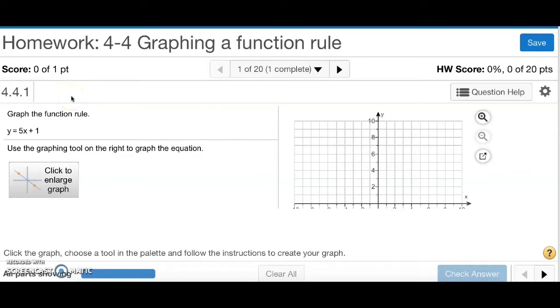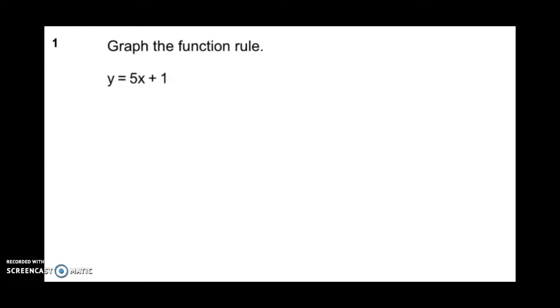Number 1, we are graphing the function rule, so let's take a look at it. So the first thing we need to do is create a table of values. Make a t-chart with x and y. We're going to choose a couple values for x. Choose small values. I'm going to choose 0 and 1. Remember, 2 points make a line.